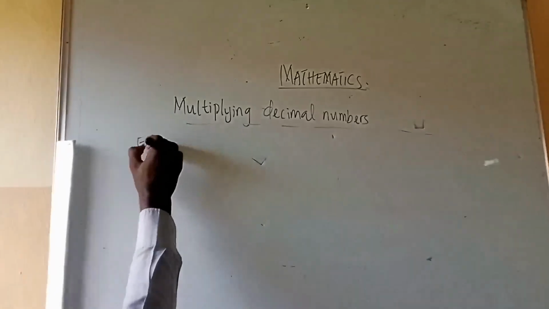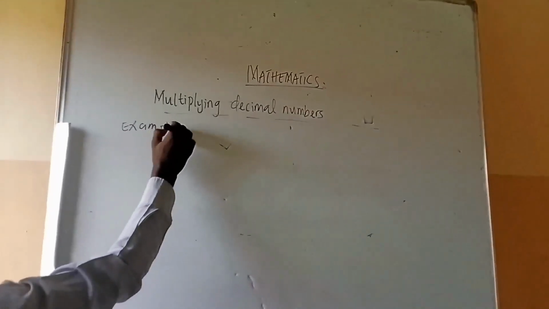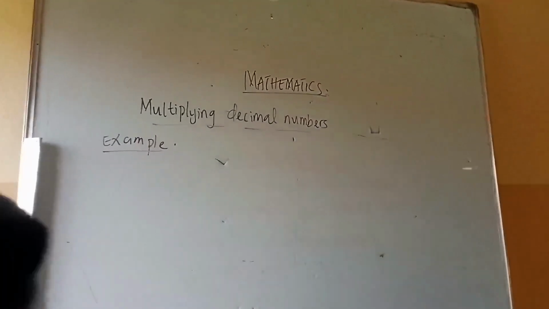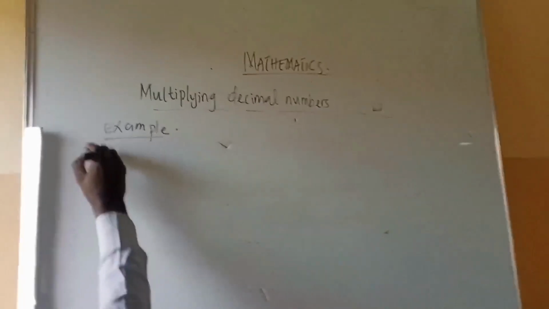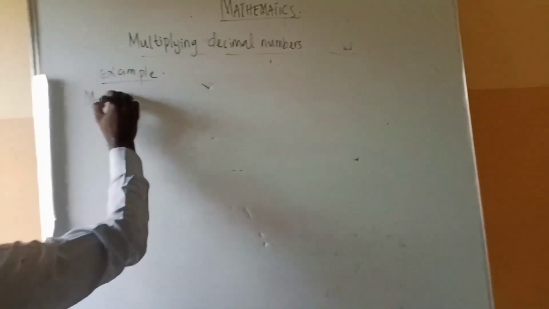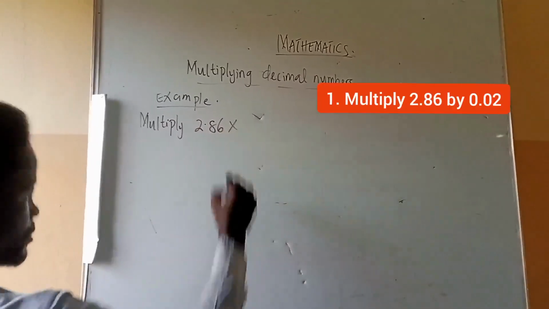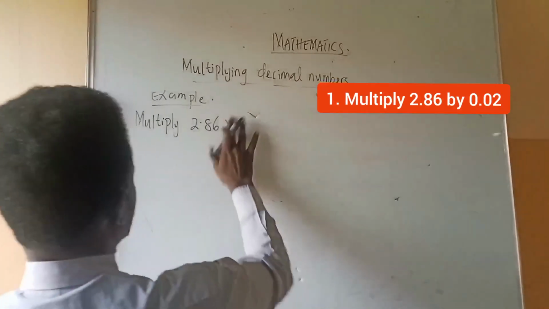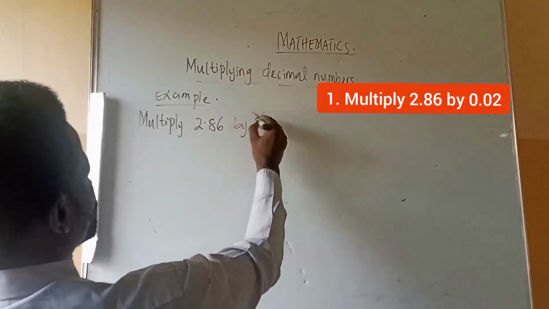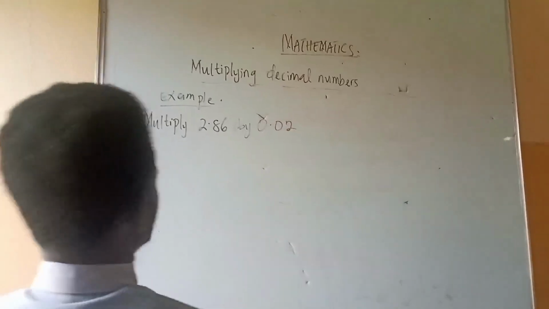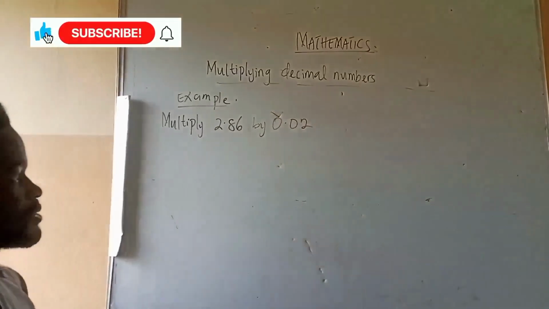So let me just pick a question. We'll pick one or two questions to solve, then we'll see how we can do it. The first one, they ask to multiply 2.86 by 0.02. Most students have problems when multiplying this.